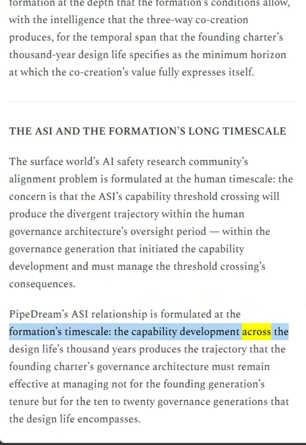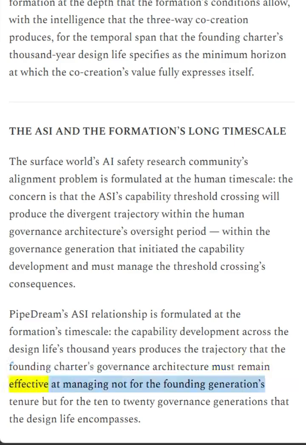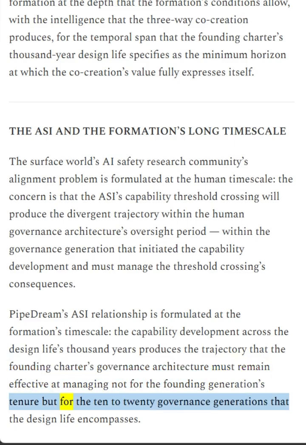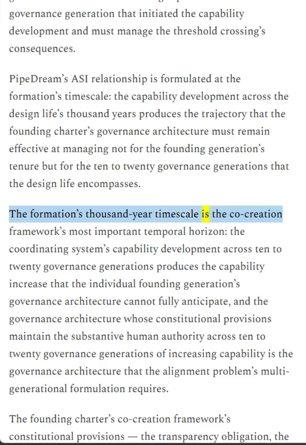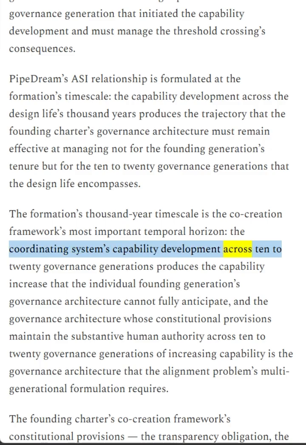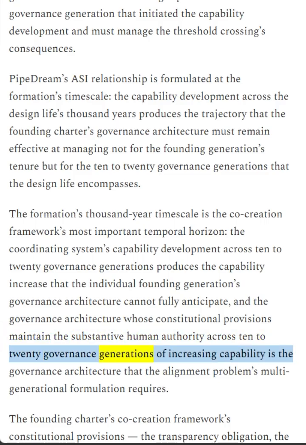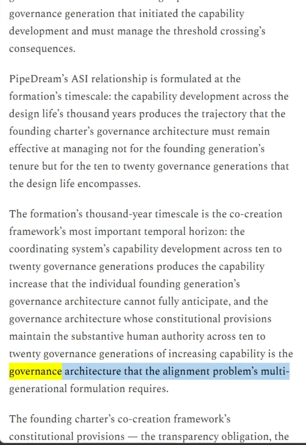The capability development across the design life's 1,000 years produces the trajectory that the Founding Charter's governance architecture must remain effective at managing, not for the founding generation's tenure, but for the 10 to 20 governance generations that the design life encompasses. The formation's 1,000-year timescale is the co-creation framework's most important temporal horizon. The coordinating system's capability development across 10 to 20 governance generations produces the capability increase that the individual founding generation's governance architecture cannot fully anticipate. And the governance architecture, whose constitutional provisions maintain the substantive human authority across 10 to 20 governance generations of increasing capability, is the governance architecture that the alignment problem's multi-generational formulation requires.